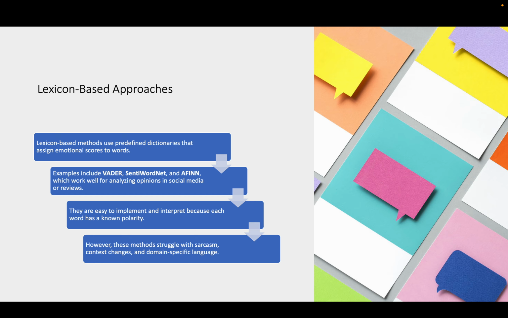However, they also have weaknesses. They struggle with sarcasm and context. For example, the sentence "I just love waiting in traffic for hours" is clearly negative, but a lexicon system may wrongly interpret it as positive because of the word love. Lexicon methods are best suited for short, simple text like social media posts or quick reviews, and they often form the foundation upon which more advanced deep learning models are built.